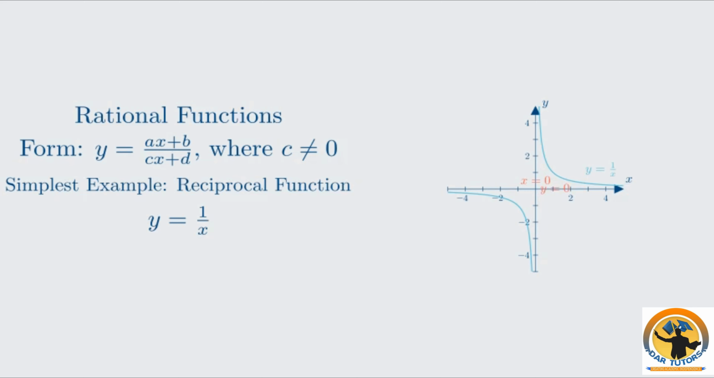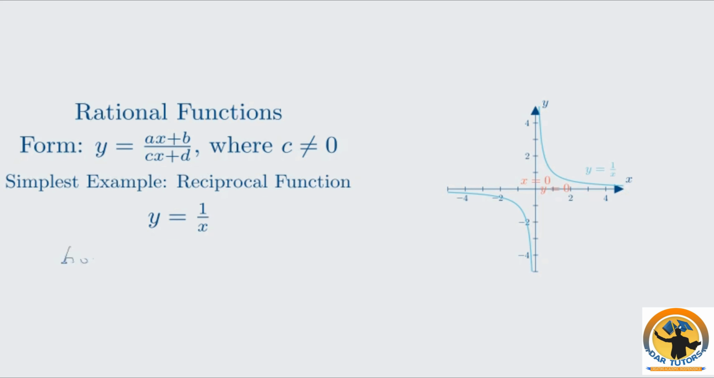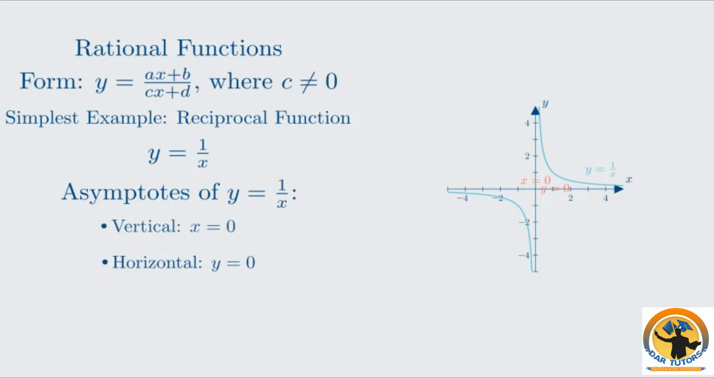Now, what happens as x gets very large, either positive or negative? As x approaches infinity, 1 over x approaches 0. The graph gets closer and closer to the x-axis, but never reaches it. This creates a horizontal asymptote at the line y equals 0, which is the x-axis. So the graph of y equals 1 over x has two asymptotes, a vertical one at x equals 0, and a horizontal one at y equals 0.